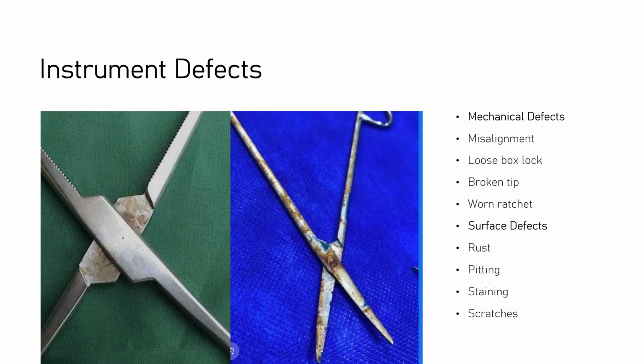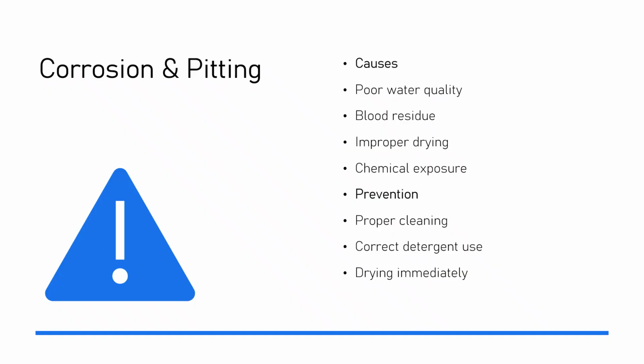Common defects include rust, pitting, staining, loose joints, worn ratchets, broken tips, and misalignment. These defects can affect instrument performance and patient safety. Corrosion and pitting often result from poor cleaning, blood residue, mineral deposits or improper drying. Prevention requires proper cleaning, rinsing and drying procedures.